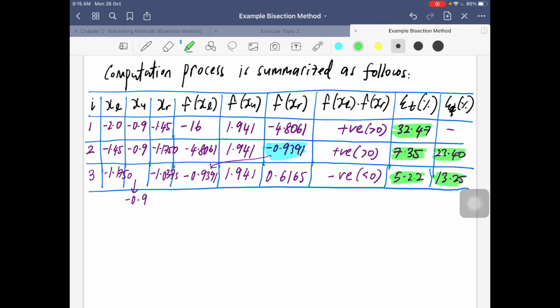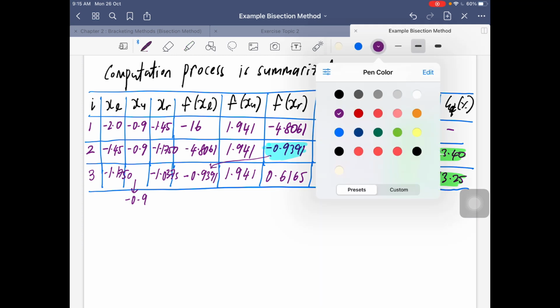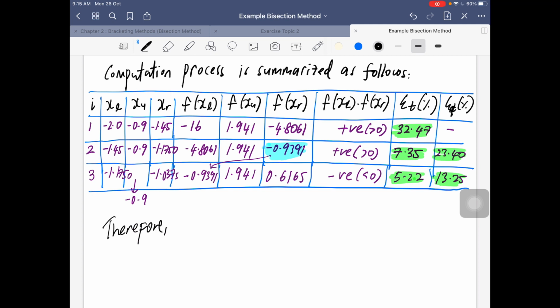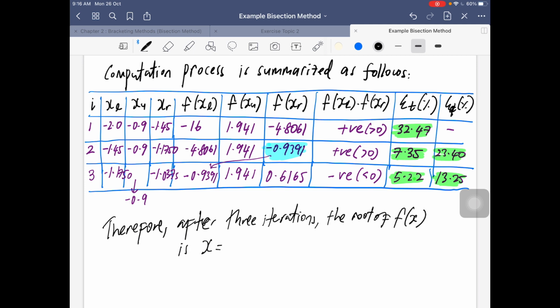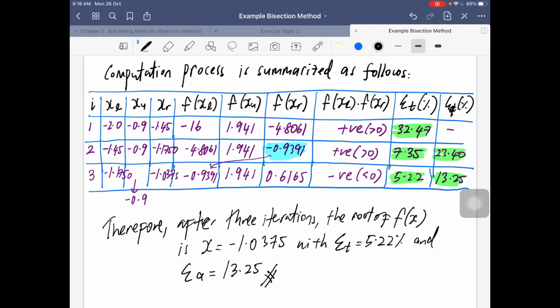So after 3 iterations, we can conclude that the root of f(x) is x equal to negative 1.0375, with a true percent relative error equal to 5.22% and an approximate percent relative error equal to 13.25%. So this is our solution.